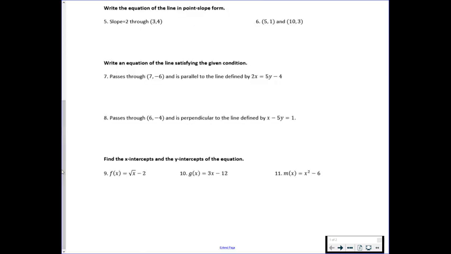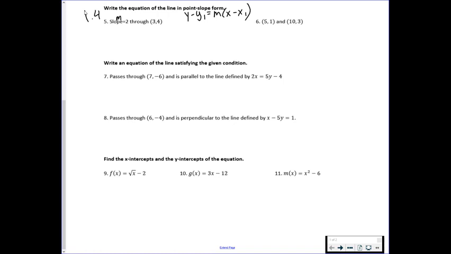Okay, our next set of problems. Write the equation of the line in point-slope form. This is also from section 1.4 in our notes. Point-slope form, recall, is y minus y1 equals m, parenthesis, x minus x1. Kind of like the other formula, x1 and y1 are from your ordered pairs. M represents the slope. So we're going to plug everything in.